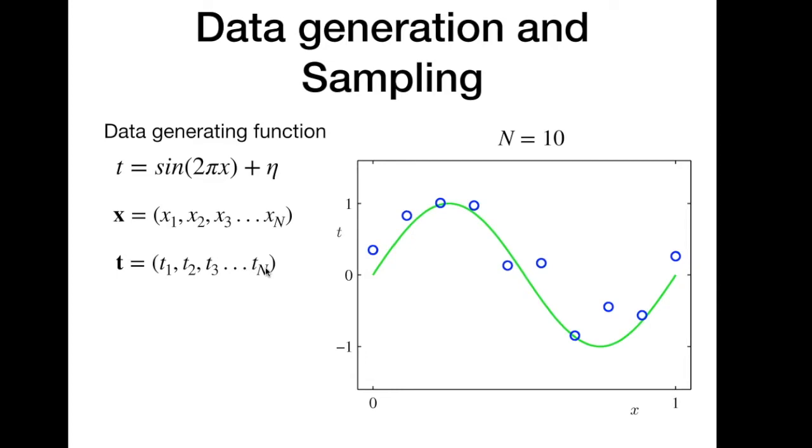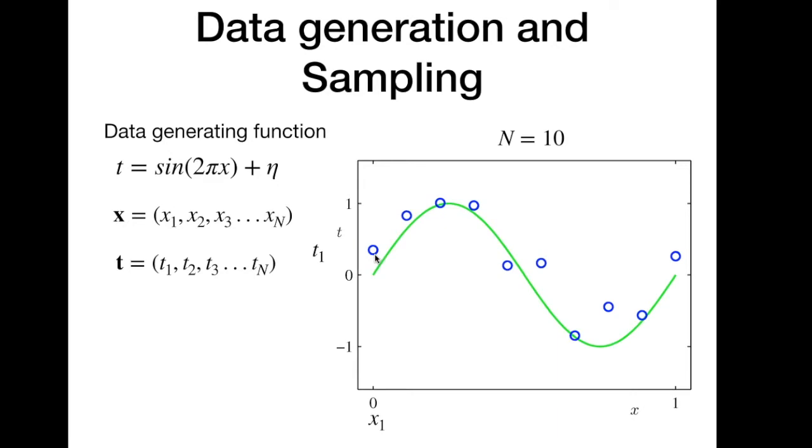The figure on your screen represents the original function in green. So this is the original sine 2 pi x function without any noise. And the blue bubbles represent the noisy data points, and we have only 10 of these. You should note that all the points are not exactly on the curve. This is because of the noise.